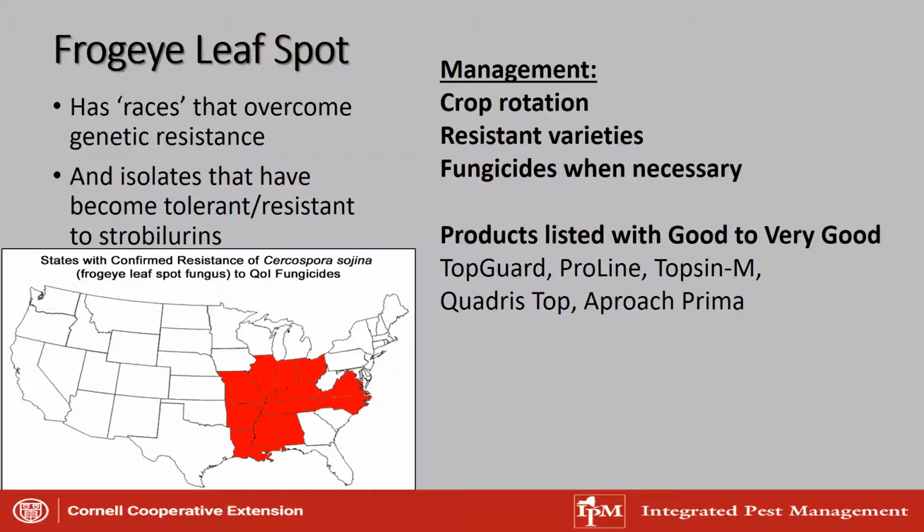So when we want to manage frog eye, we want to do crop rotations. And maybe if you were still using tillage, that would be a good tool to bury some of those residues to minimize the inoculum. Resistant varieties where available, and fungicides when necessary. But of course, an integrated pest management approach using all of those would be best to help limit those resistance issues. And listed here are just some of the fungicides that are labeled in New York State with good to very good ratings against this particular disease.